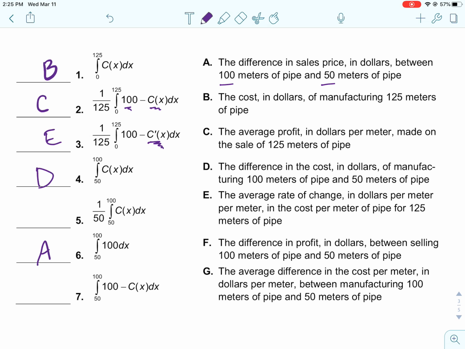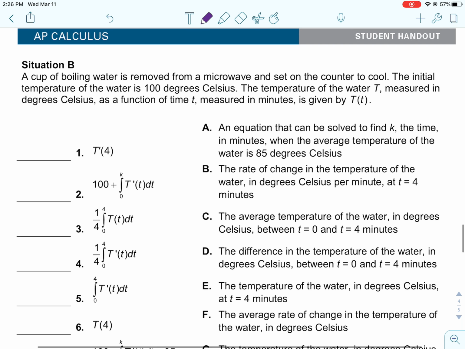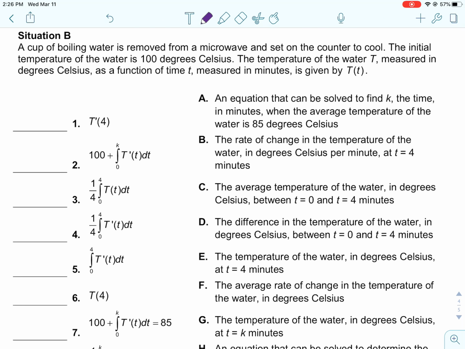All right, the difference in the profit between selling 100 and selling 50, that's 7. All right, and the average difference in cost per meter in dollars per meter, this is worded hard. That's definitely going to be 5. It's the only one left, but do you guys see why? It's the average, and we're talking about a difference of 50 meters, so that's why that's 1 over 50 out there. Okay, do you guys want to try the next one on your own?